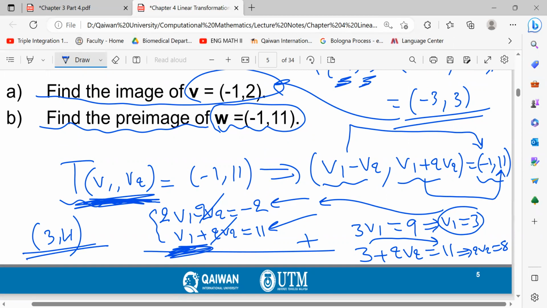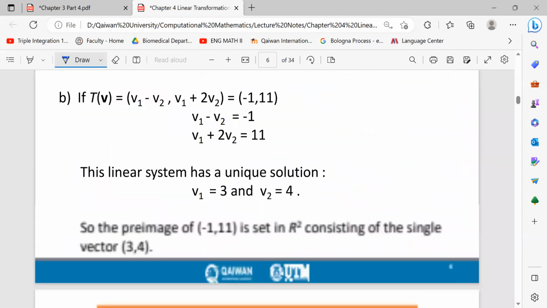For the pre-image, we need to find the values of v1 and v2. Or if we have a vector in R3, we say we need to find v1, v2, v3 based on the definition. Okay? That's it.